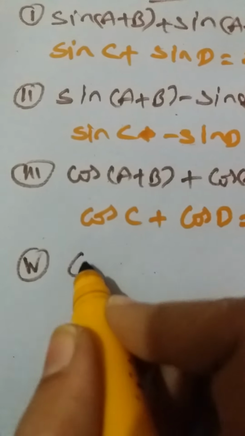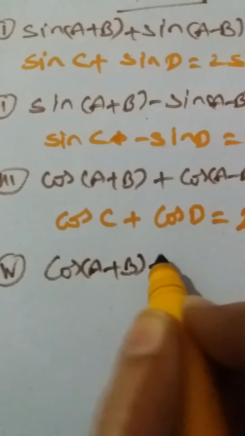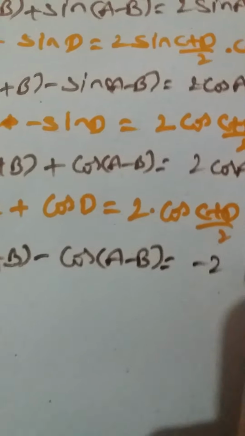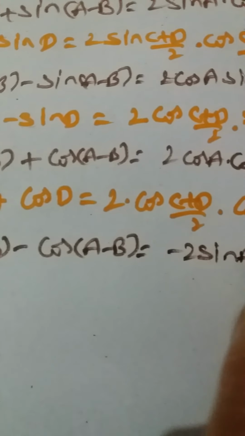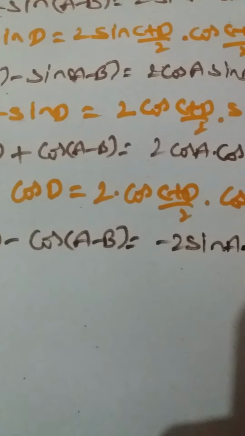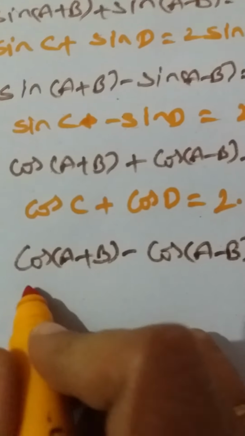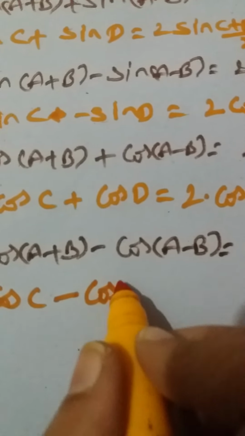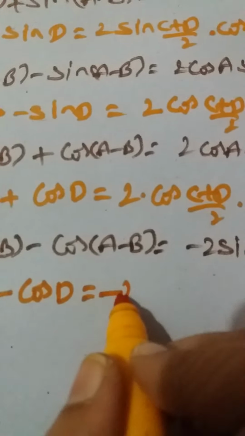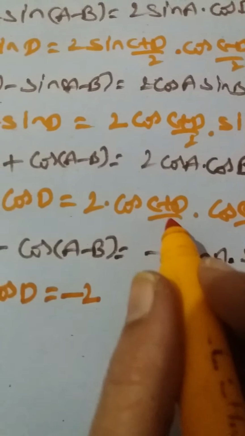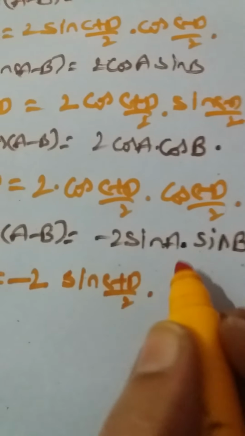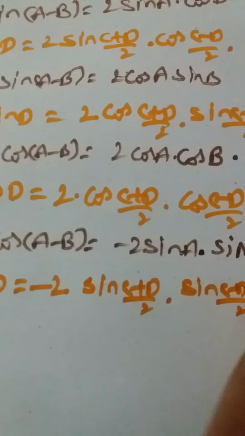Now let us go to the fourth one. What is the fourth one here? cos(a+b) - cos(a-b) = -2 sin a sin b. Now observe how it transforms. cos(a+b) is cos c, minus cos(a-b), that is d, equals -2 sin((c+d)/2) sin b, where b is (c-d)/2.